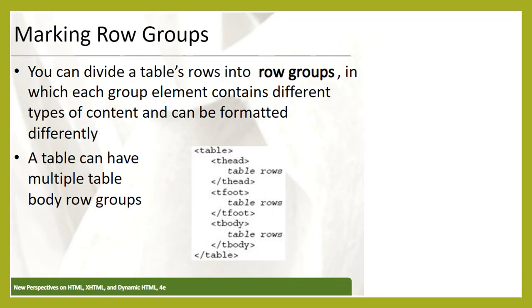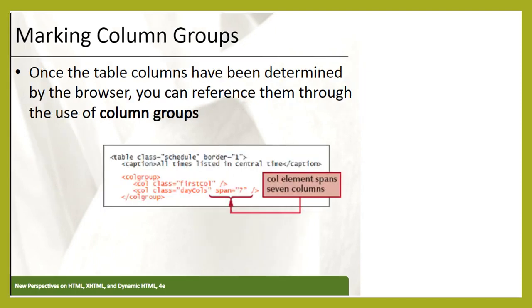Marking row groups. We can divide a table's rows into row groups in which each group element contains different types of content and can be formatted differently. A table can have multiple table body row groups. We can also make column groups. Once the table columns have been determined by the browser, we can reference them through the use of column groups. Below is an example of how we specify column groups in HTML code while creating the table.